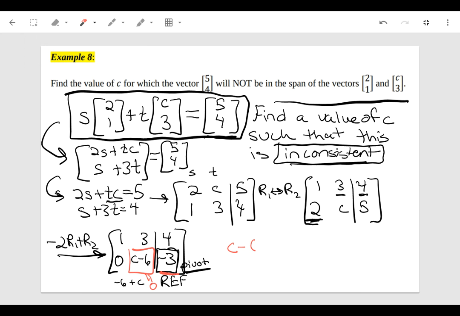So in order for this system to be inconsistent, C minus 6 would have to equal 0, and so C equals 6. And just looking back, note that if C is equal to 6, then this last row will be 0, 0, -3. And there's your inconsistent system.